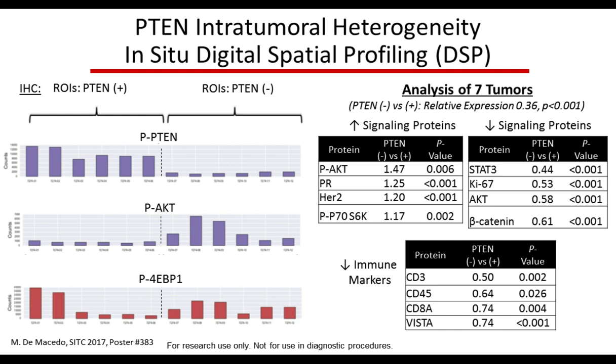We did this analysis on 7 tumors that had heterogeneous PTEN expression. Confirming the robustness of looking at PTEN expression, we saw a marked difference in the PTEN expression as analyzed by digital spatial profiling, and we identified several proteins that were significantly upregulated in the PTEN null region, including phospho-AKT and phospho-P70S6K as expected, and we can also see a series of signaling proteins that were downregulated or expressed at lower levels in the PTEN null region.